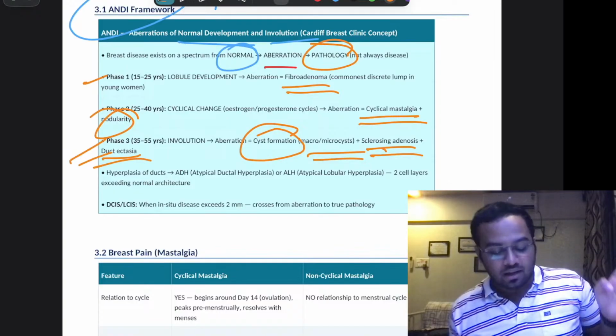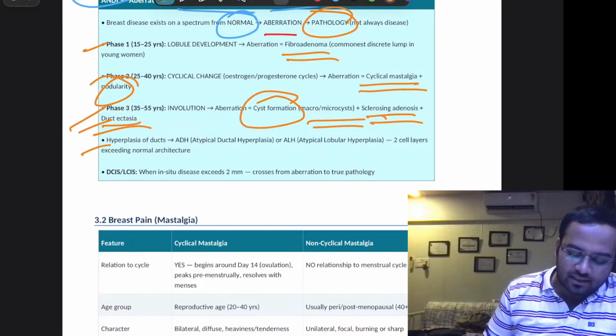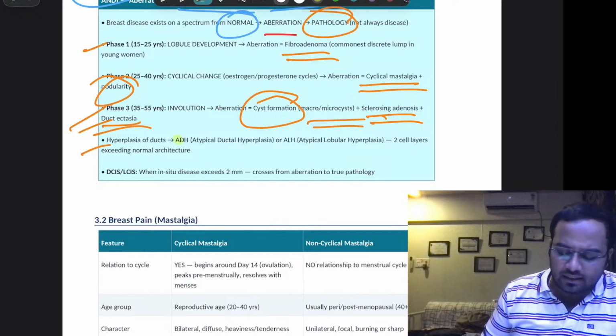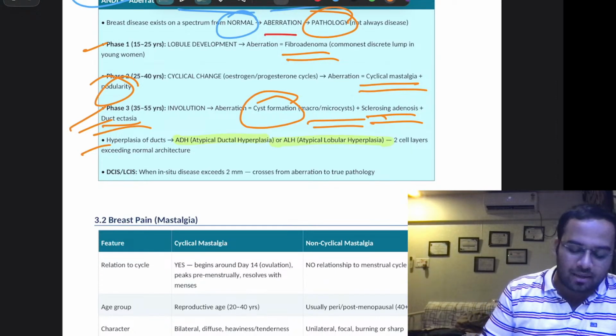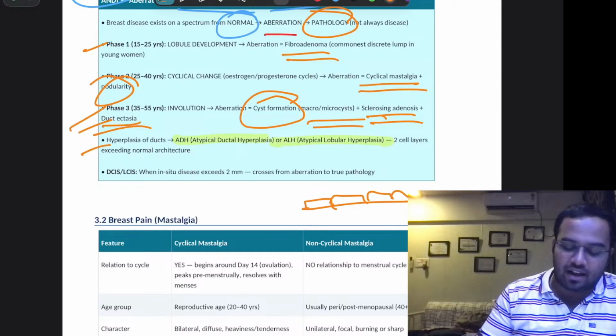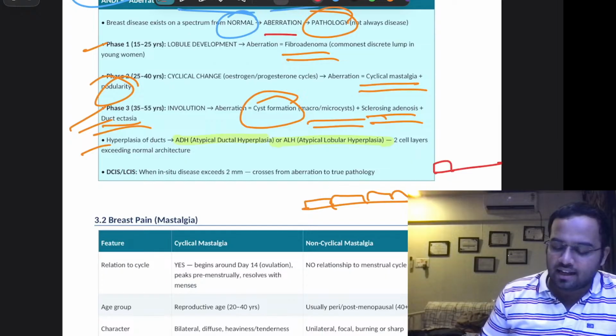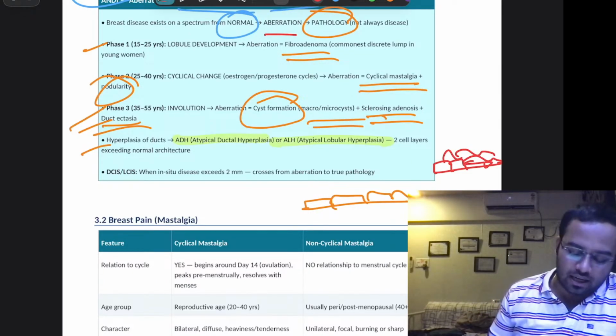So after 35 to 40, 55 years, this is going to be the disease present here. So hyperplasia of the ducts, there might be atypical ductal hyperplasia or atypical lobular hyperplasia. What happens is normally the duct is going to be lined by a single cell. So a single layer of cells is normally present in the duct, but whenever there is going to be a hyperplasia, there are going to be multiple layers of cells lining it. So this is going to be atypical cellular hyperplasia.